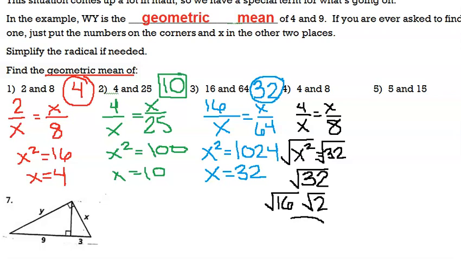Now, why did I pick that? I picked 16 because I know that the square root of 16 is 4. Now, I don't know the square root of 2. It's a funky decimal, but that's okay. The geometric mean of 4 and 8 simplifies down to 4 radical 2.